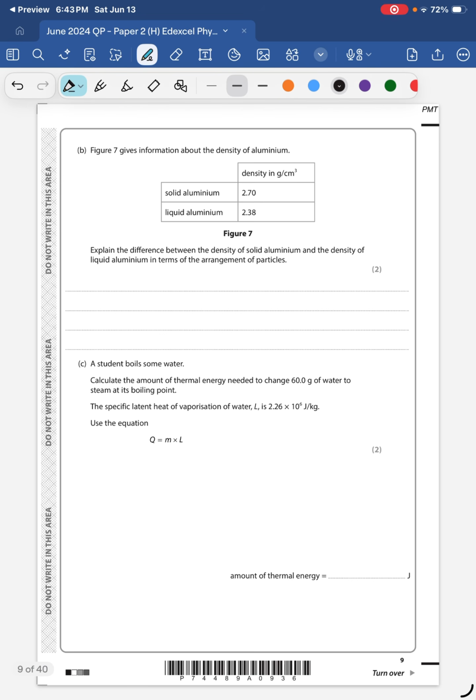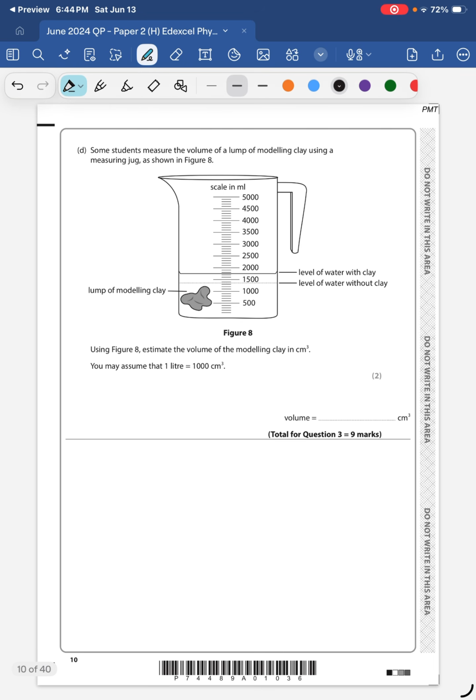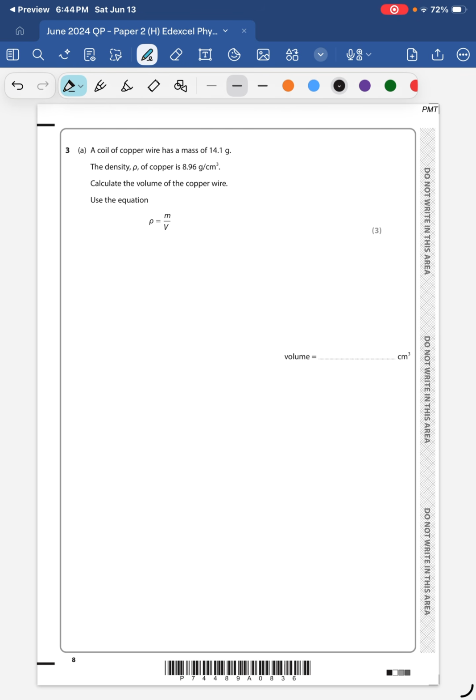Okay, question 3. From what I see, this is about heat, probably. Let's read it. Question 3. A coil of copper wire has a mass of 14.1 grams. The density, rho, of copper is 8.96 grams per cubic centimeter. Calculate the volume of the copper wire using the equation rho is mass per volume. Density is mass per volume. So we need the volume.